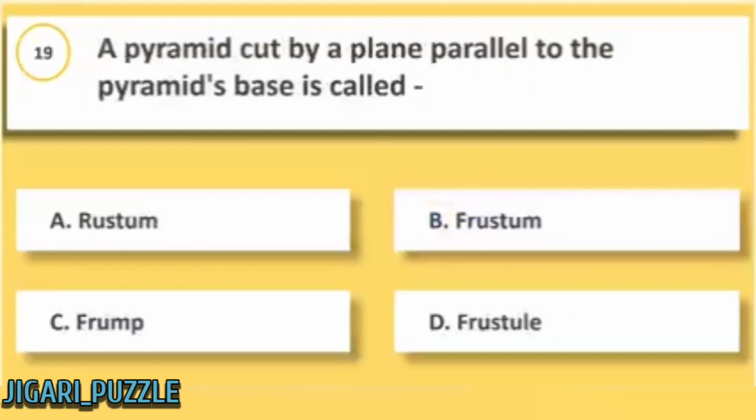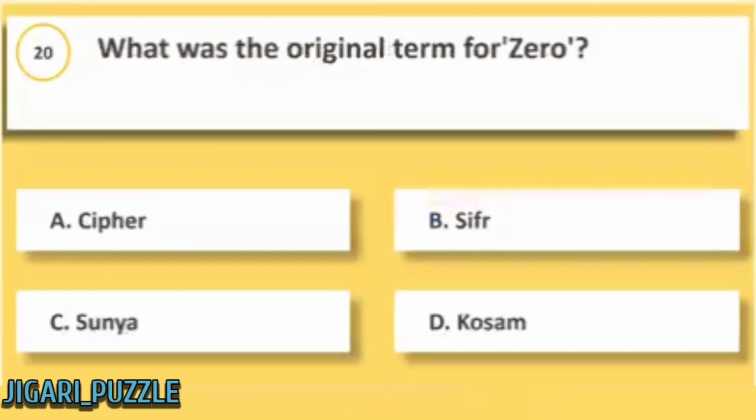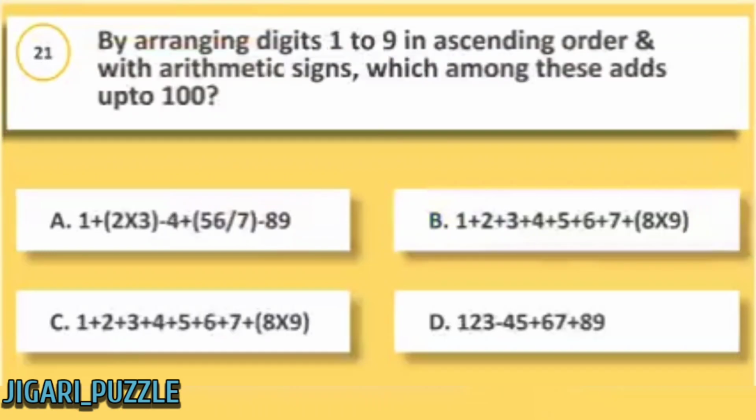A pyramid cut by a plane parallel to the pyramid's base is called a frustum. What was the original term for 0? Cipher. By arranging digits 1 to 9 in ascending order with arithmetic signs, which among these adds up to 100? 1 plus 2 plus 3 plus 4 plus 5 plus 6 plus 7 plus 8 x 9.